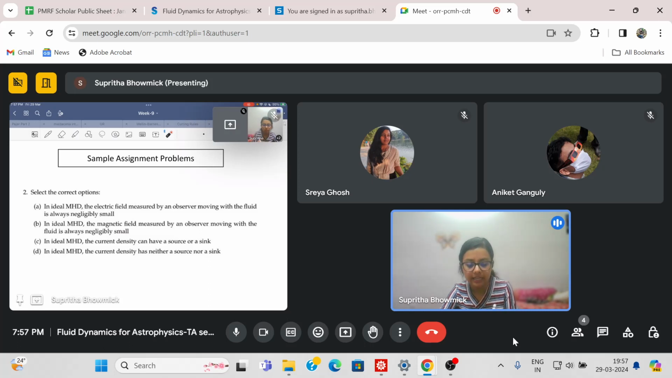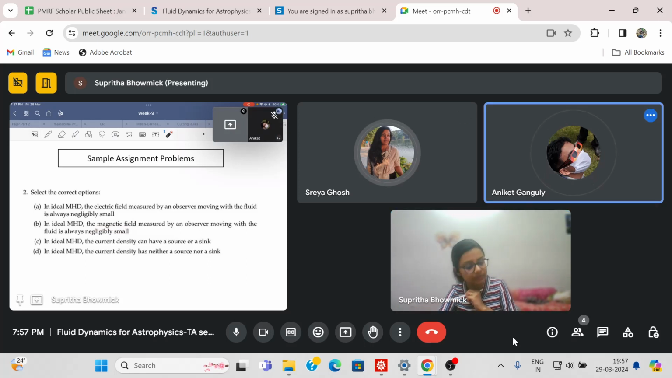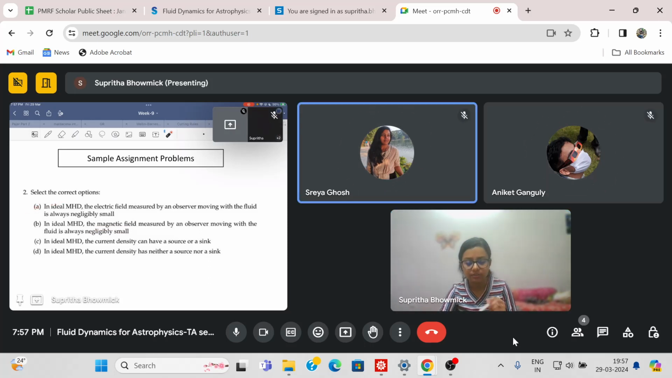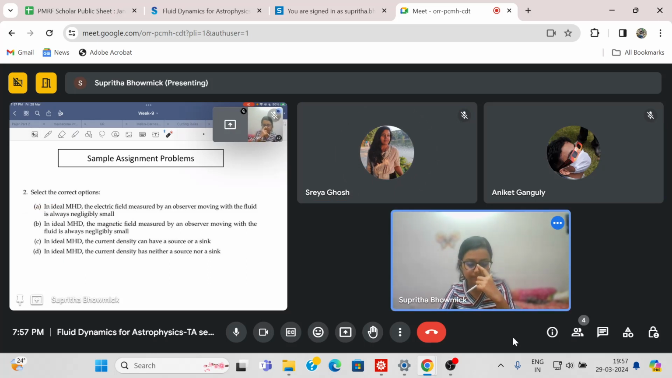One option tells you that the electric field measured by an observer in the fluid frame is zero, negligibly small, and one tells you the magnetic field observed by such an observer is small. A. Absolutely. Very good. The correct option is A. They always short it out, right?